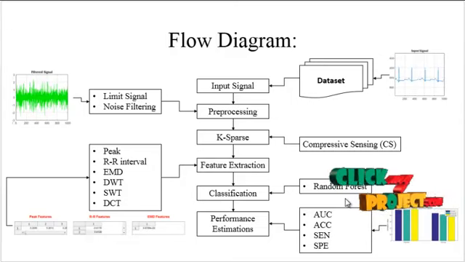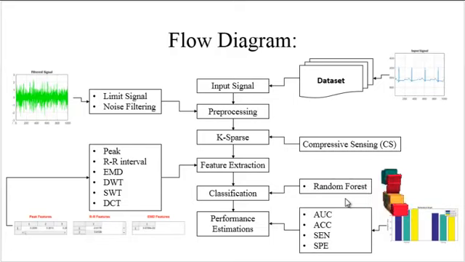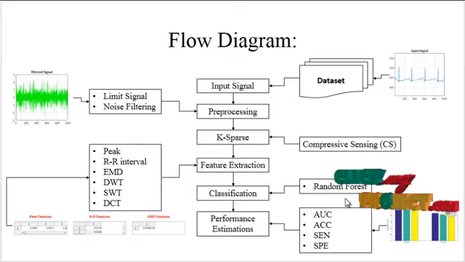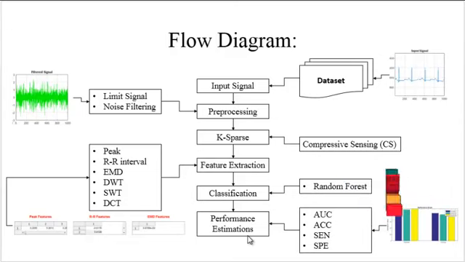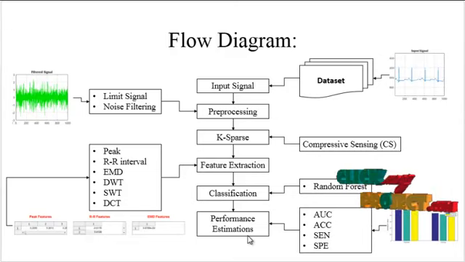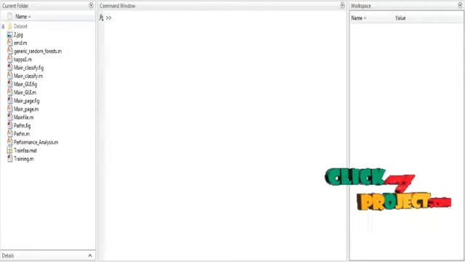In this classification step, we can judge whether the input signal is normal or abnormal. After the classification, the performance is evaluated based on the accuracy, sensitivity, and specificity. Based on these three parameters, we can justify whether our process is efficient or not.